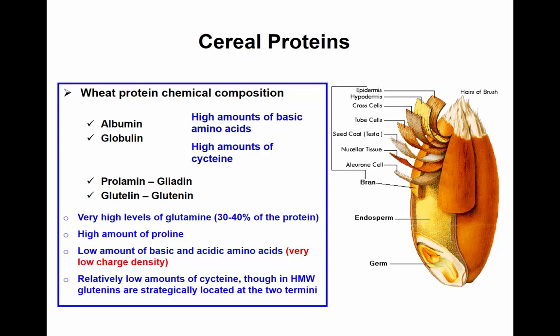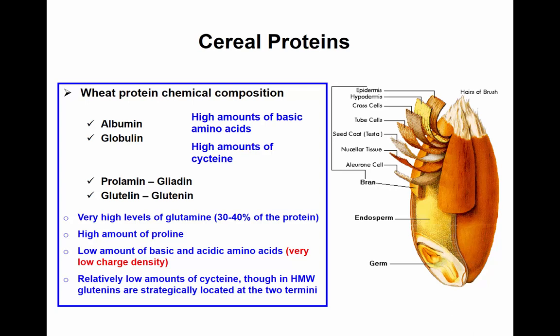Looking into the chemistry of these proteins, albumins and globulins are high in basic amino acids, and also high in cysteine residues. Gliadins and glutenins have a very high percentage of glutamine, on average about 35% of the protein. That explains why, when the gluten forms, a lot of the stabilizing force is hydrogen bonding. And given the name, they're also high in proline. They are very low in charged amino acids, basic and acidic, and that's what makes them not soluble in water.